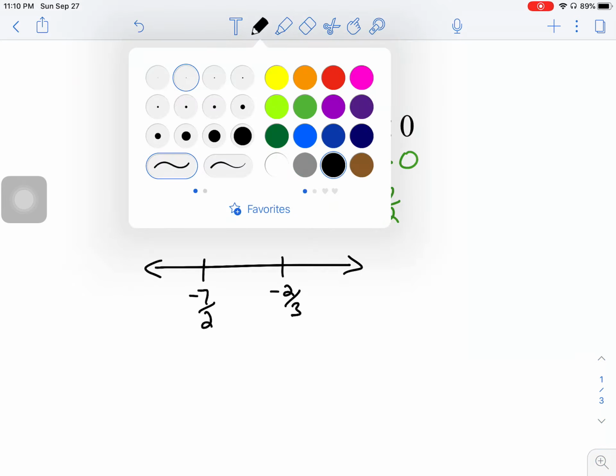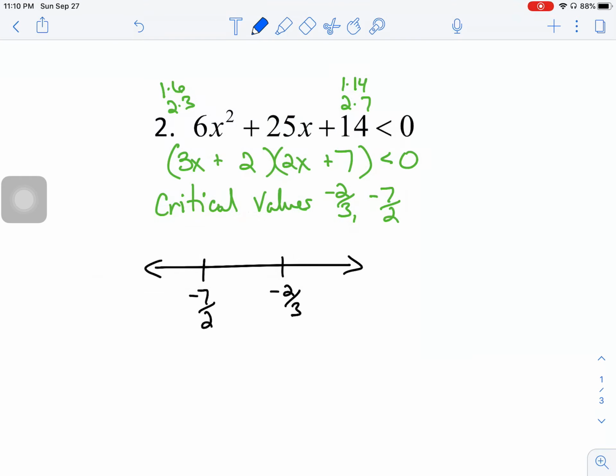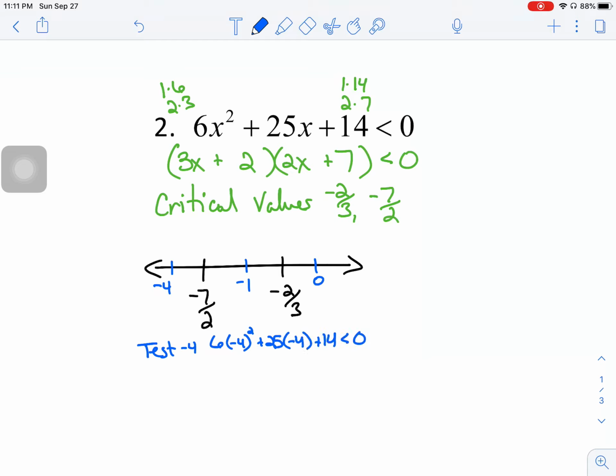Now I want to pick the numbers that I'm going to test. You have lots of options. If you have the option of picking 0, I highly recommend it. I'm also going to pick negative 1, and for giggles, I will pick negative 4. Okay, so the test, remember, is to go back to the original inequality and see if it's true or false.